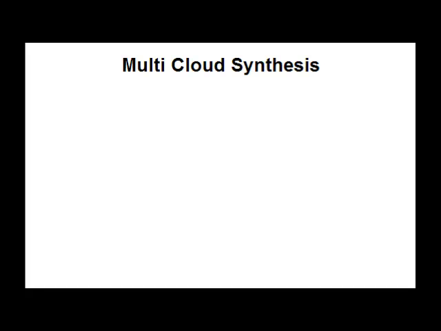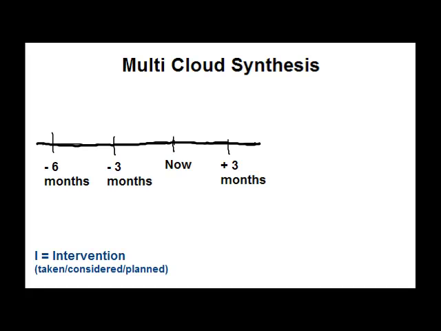The multi-cloud synthesis takes a different approach. The multi-cloud synthesis is assuming that people are taking throughout time interventions to improve or to restabilize the system. Interventions can be taken, can be considered, can be planned. It doesn't really matter. It's very easy to collect interventions. What did people do 6 months, 9 months ago? What did they do 3 months ago? What are they doing now? What is being considered 3 months from now?